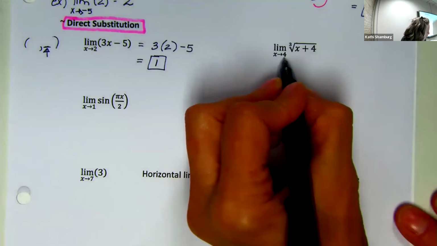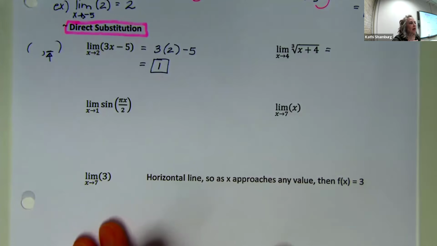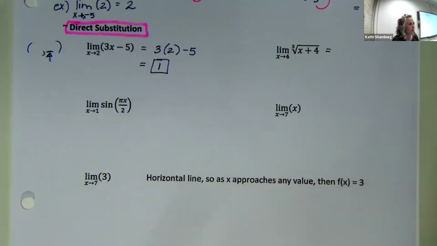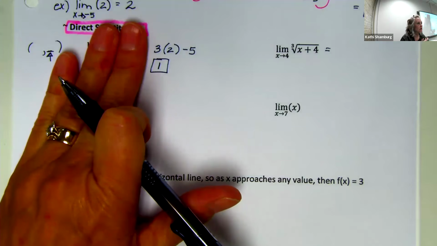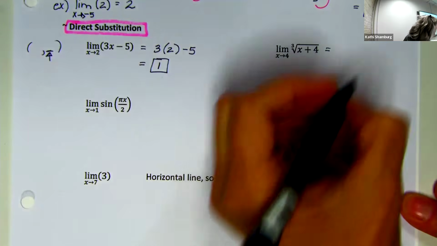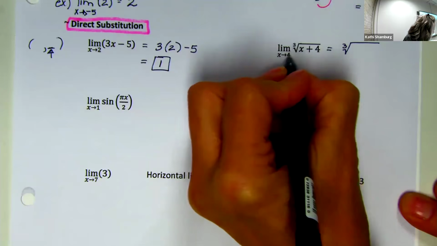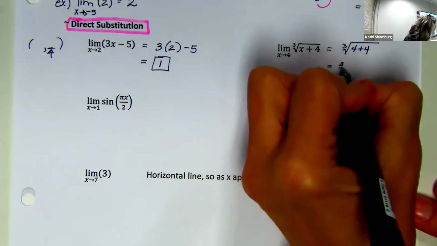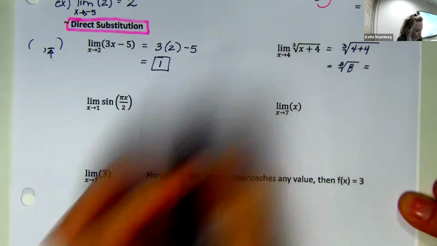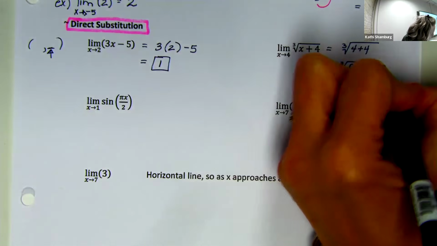Direct substitution, I'm just going to replace. Now, I said this yesterday and I'll say it again. Once you're applying direct substitution, you drop the limit notation, right? I did not put the limit of 3 times 2 minus 5. When you use direct substitution, you drop that limit notation. So this would be the cube root of, I'm going to put 4 in for x, so 4 plus 4. So the cube root of 8, does anybody know what that is? What times what times what? It's 2. 2 times 2 times 2 is 8.